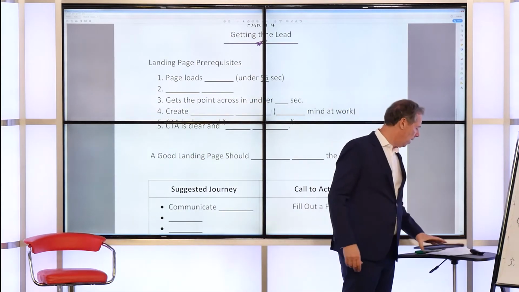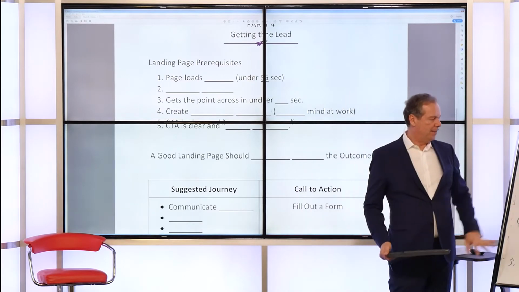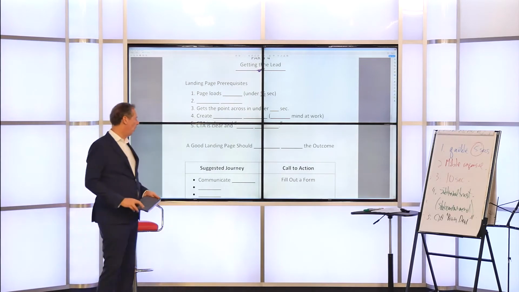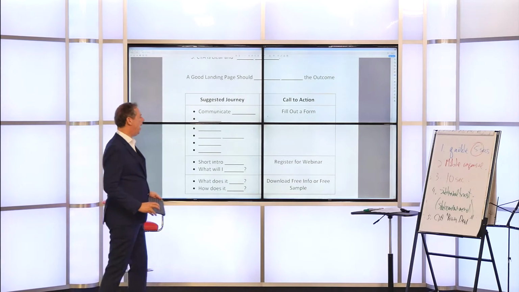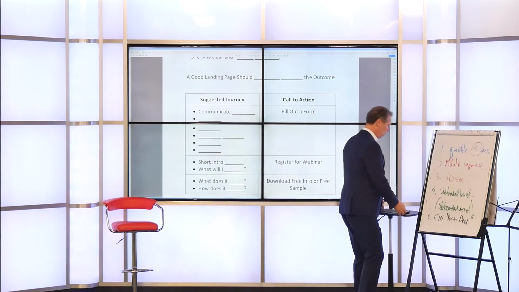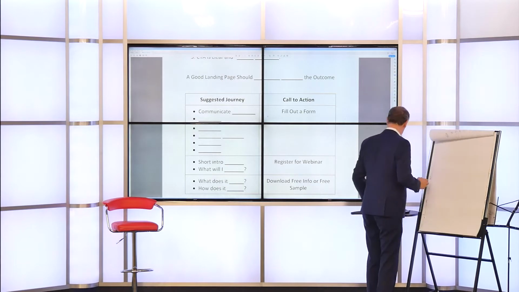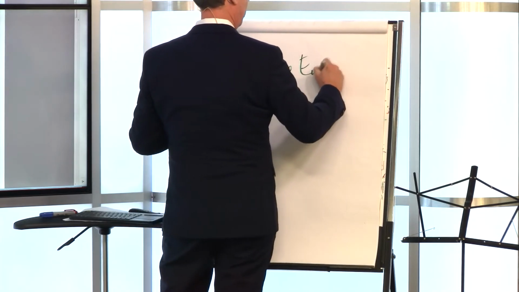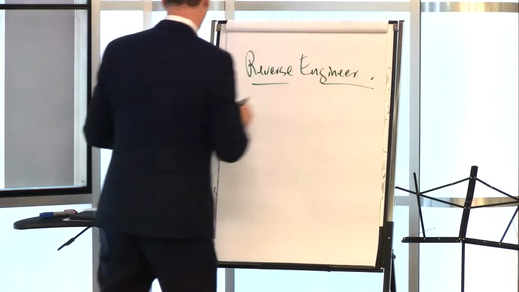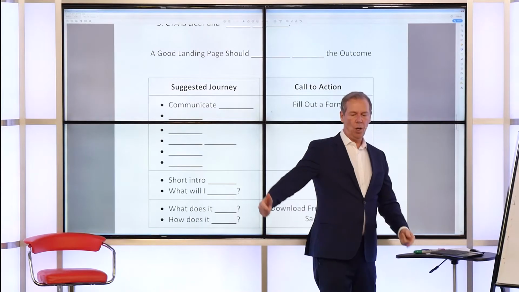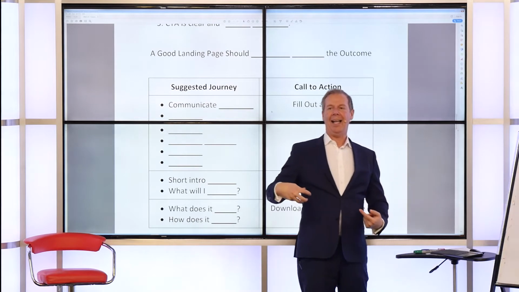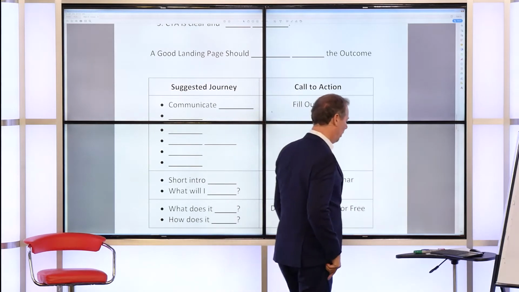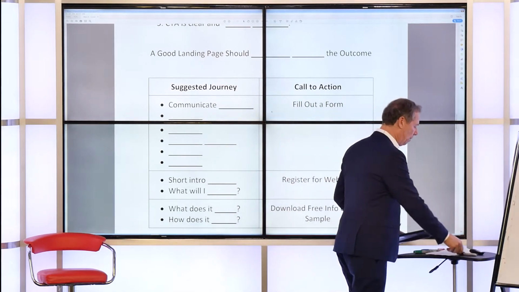All right. So these are the basics, okay? Let's get a little deeper and start providing you some examples of what I'm talking about. So a good landing page should blank the outcome. And the answer is reverse engineer the outcome. So whatever is the outcome that you want to create, go backwards from that and engineer a process that gets me the best, most obvious outcome that I'm looking for. And it really depends on the outcome. What is the outcome that you're looking for?